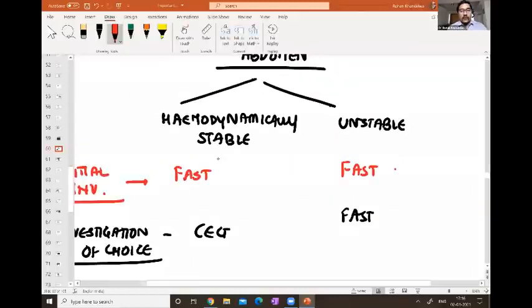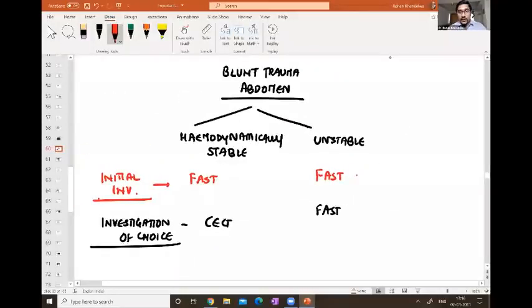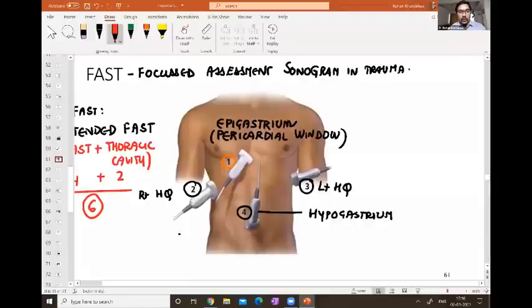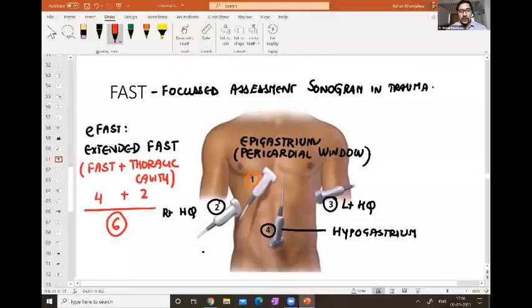So if you have a patient with blunt trauma abdomen, if the patient is hemodynamically stable, the first investigation always is FAST, but in a stable patient, the investigation of choice is CECT, that is contrast enhanced CT scan. For an unstable patient, the investigation of choice in both the situations is FAST. What is FAST? It has been asked many, many times in your exam. FAST is focused assessment sonogram in trauma. You should know the full form: focused assessment sonogram in trauma.